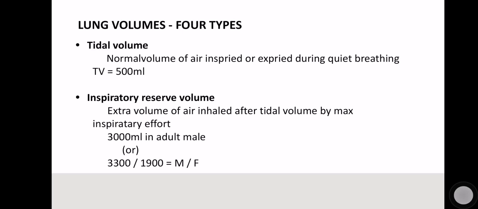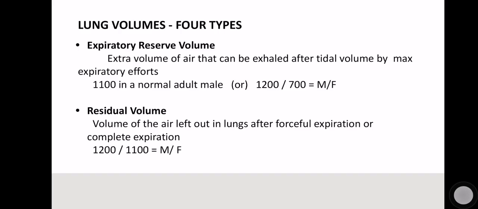Inspiratory reserve volume is the extra volume of air inhaled after the tidal volume by maximum inspiratory effort, 3300 ml for male and 1900 ml for female. Expiratory reserve volume is the extra volume of air that can be exhaled after the tidal volume by maximum expiratory effort.